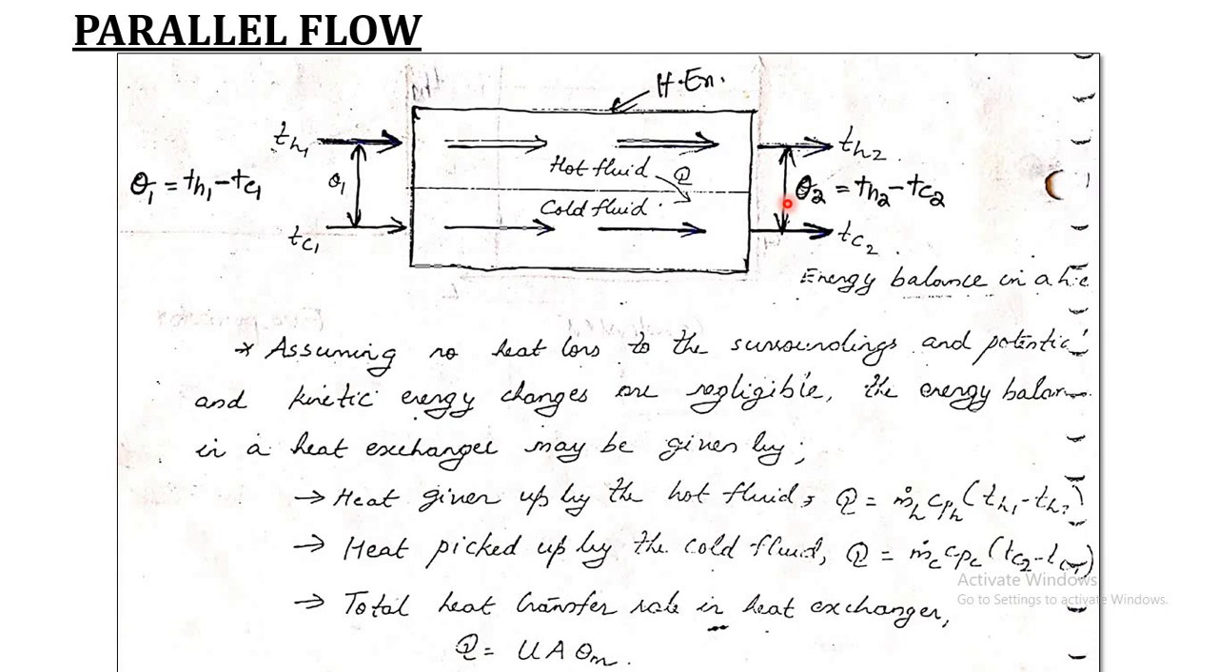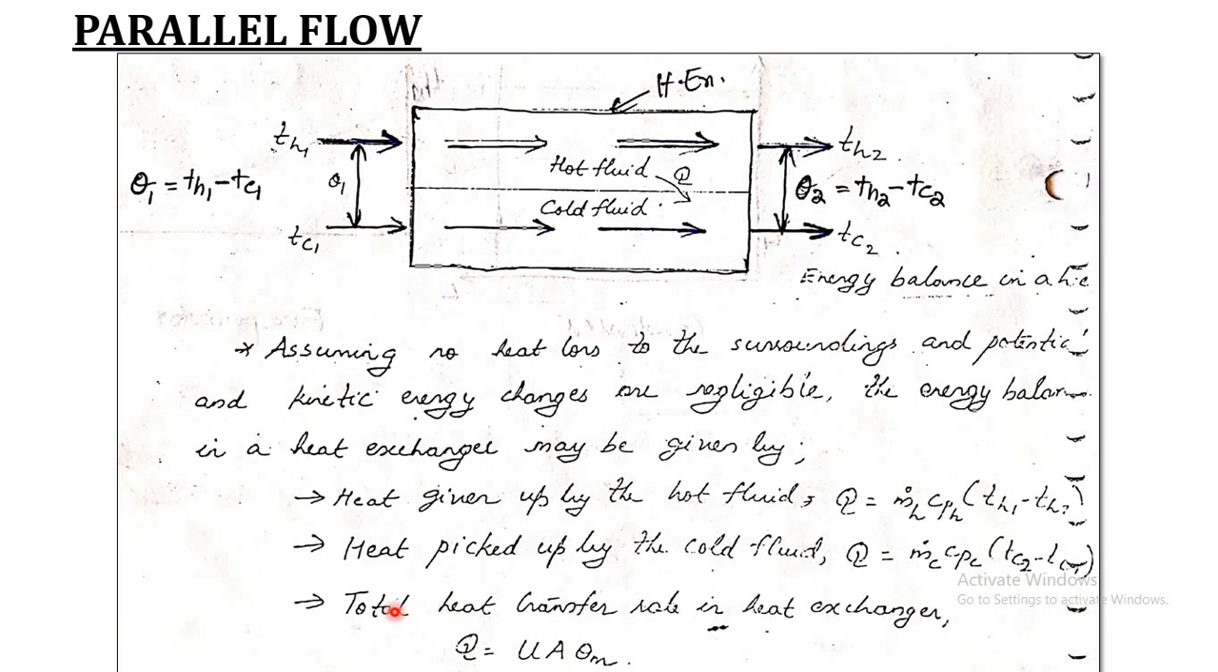So in a parallel flow heat exchanger, if we apply the first law of thermodynamics here, we get, for the hot fluid, the heat given up by the hot fluid, Q equal to mh Cph times Th1 minus Th2, because Th1 is higher than Th2. The heat picked up by the cold fluid, Q, is equal to, both these quantities are the same, Q equal to mc Cpc times Tc2 minus Tc1, because Tc2 is higher than Tc1 in case of the cold fluid, since the temperature of the cold fluid increases from inlet to outlet.